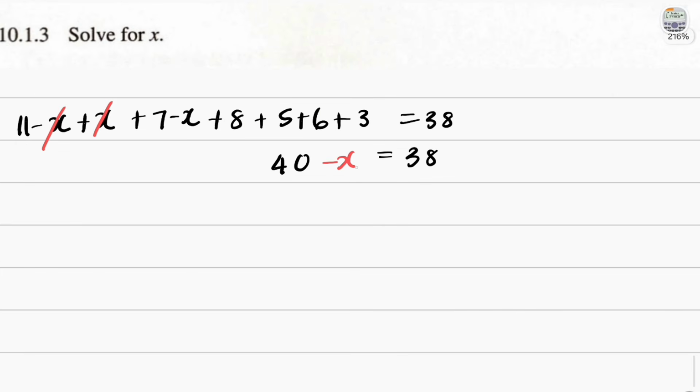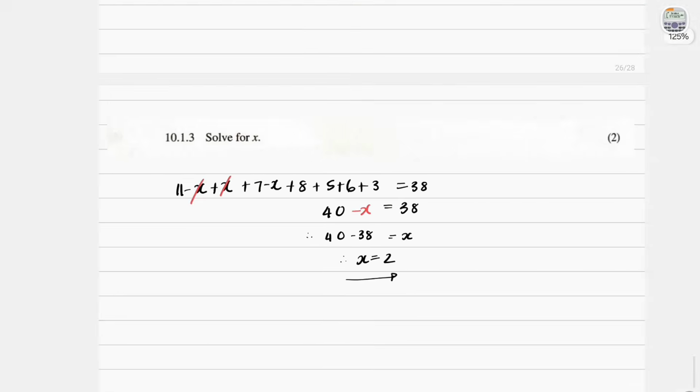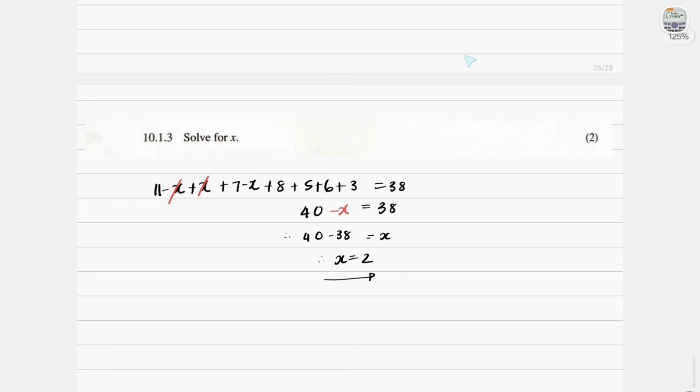And therefore, if you transpose the negative x, it's positive. And you transpose the 38, that's 40 minus 38. Therefore, x is finally equal to 2. And that is our answer. Moving on to the next question.